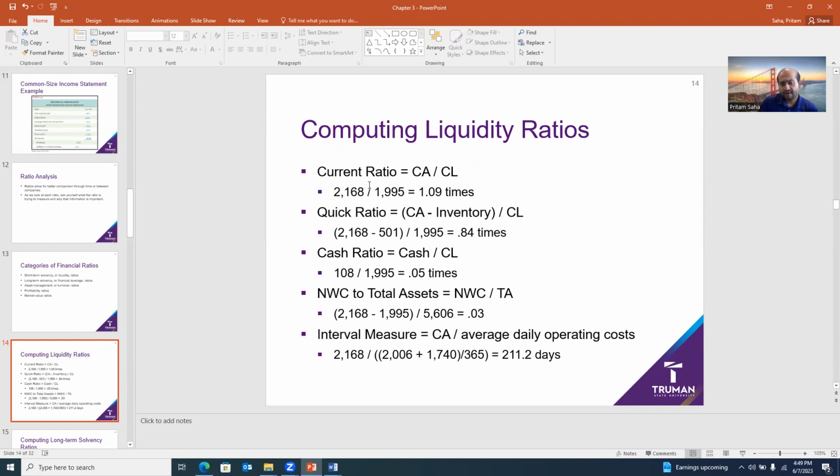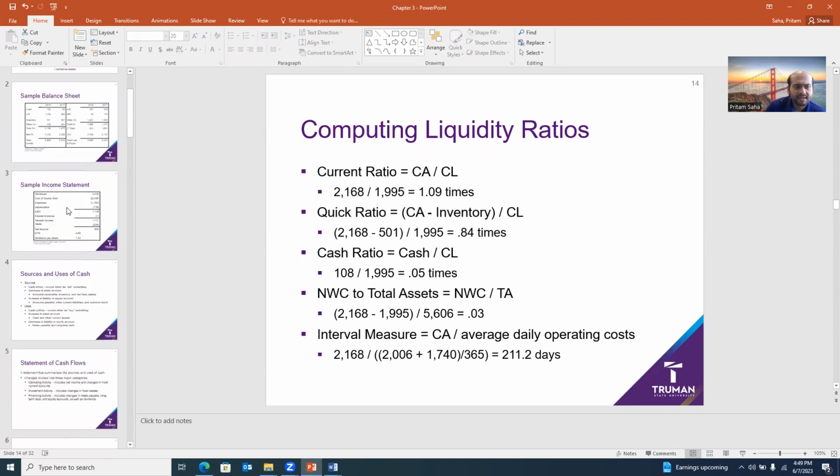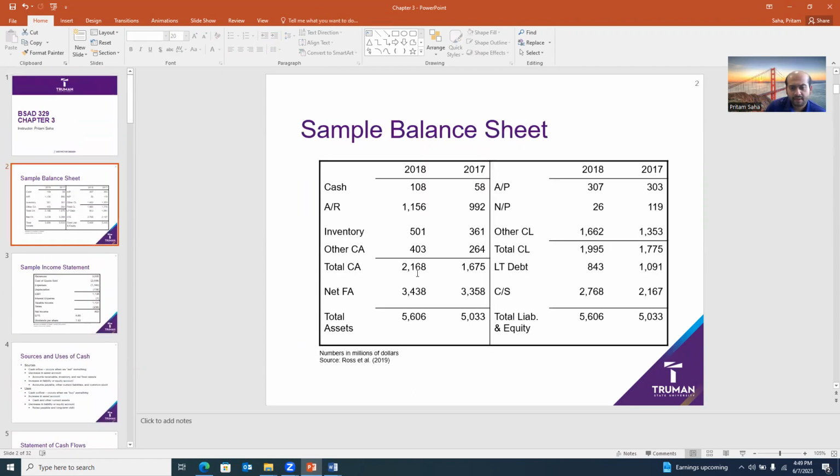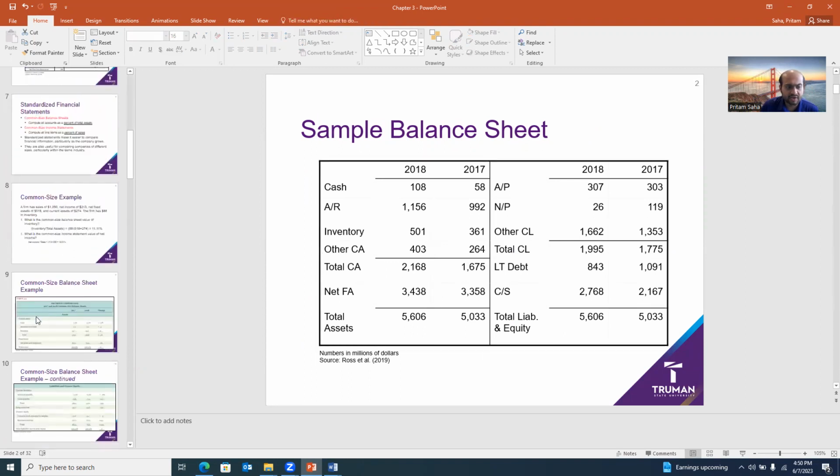The current ratio is a formula of current assets divided by current liabilities. Now you may be wondering where these numbers are coming from: 2168 current assets, 1995 current liabilities. Let's go up. This is coming from the same slide. So if you divide current assets by current liabilities, you get the current ratio.